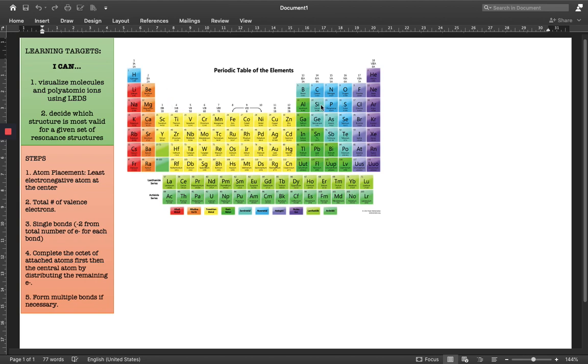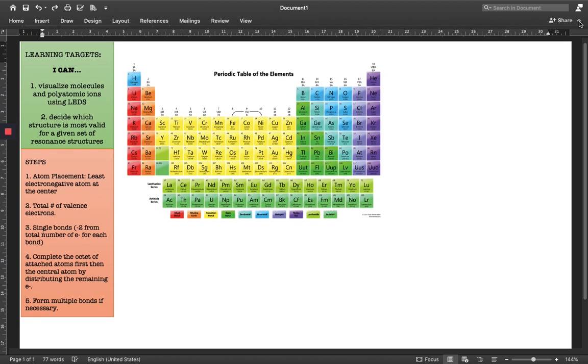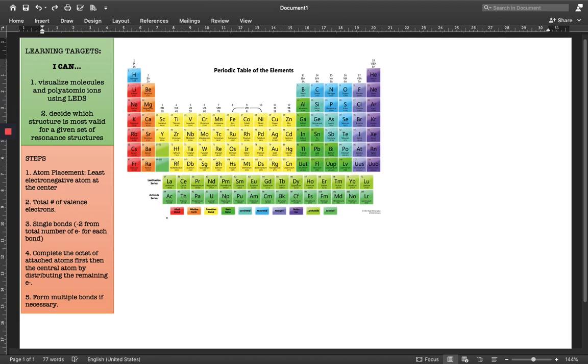So let's start. For example, you have the molecule NF3, okay? So NF3, that is your nitrogen trifluoride. So this is example number 1.